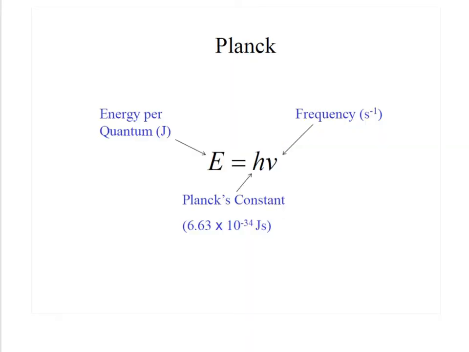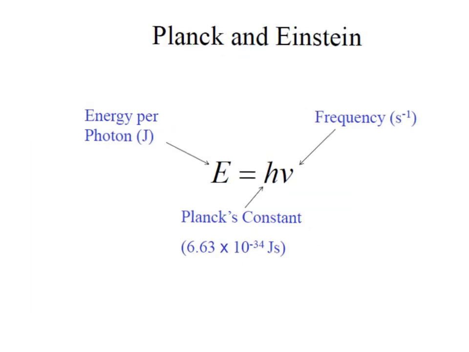So this was Planck's formula. This was his constant. You don't need to know how he figured that out. So his energy was per quantum or step, and his frequency. Then Einstein came along and he did his whole theory about how energy, light can be a wave or a particle. So now, instead of a quantum, it's a photon, and then we get that term from Einstein.